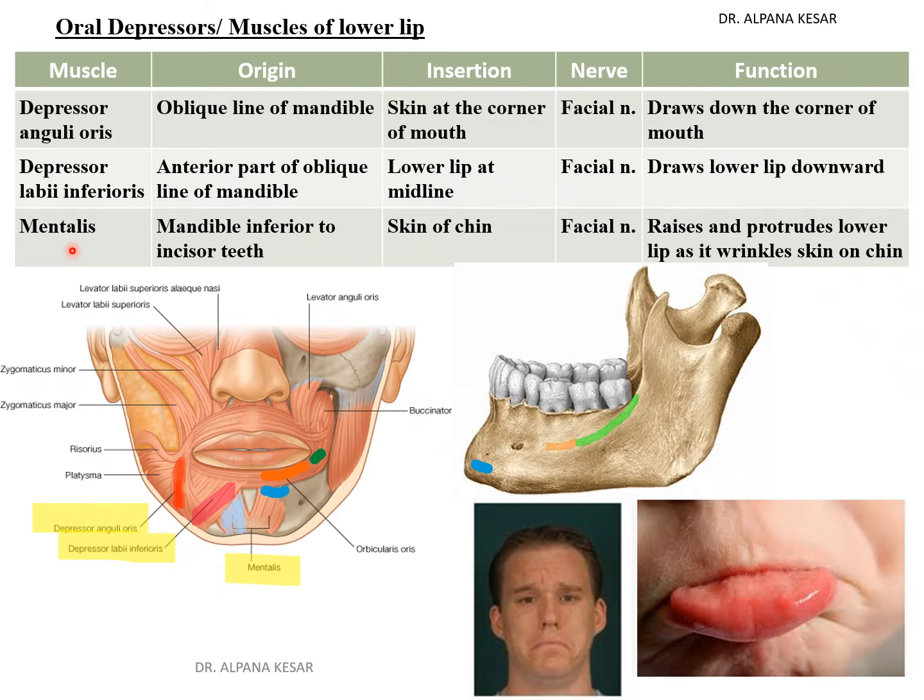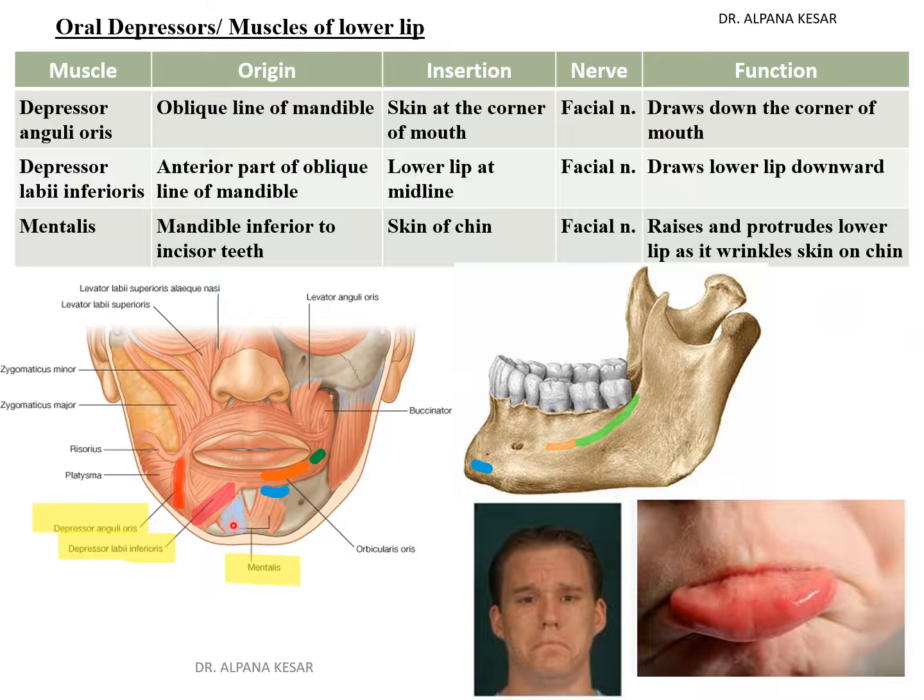Mentalis muscle takes origin from the mandible inferior to the incisor teeth and gets inserted on the skin of the chin. Its action is it raises and protrudes the lower lip and also wrinkles the skin of the chin. All the three muscles, that is depressor anguli oris, depressor labii inferioris and mentalis, are supplied by branches of the facial nerve.